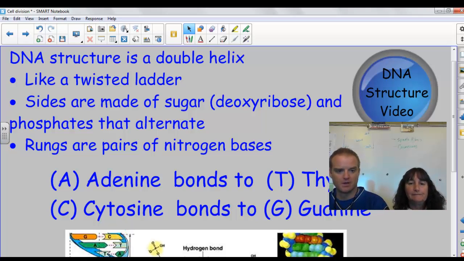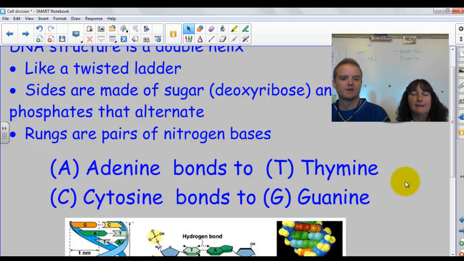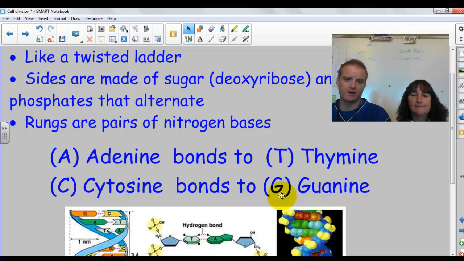The rungs across the middle are made of nitrogen bases. There are only 4. Think about our alphabet having 26 letters; the alphabet of DNA has only 4. They are A for adenine, C for cytosine, T for thymine, and G for guanine.